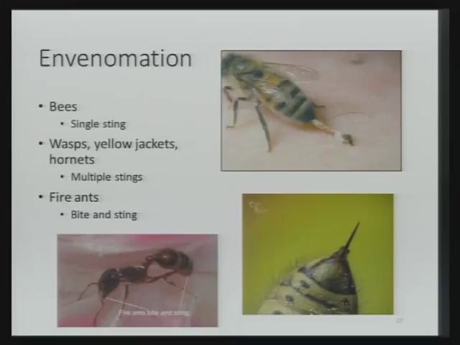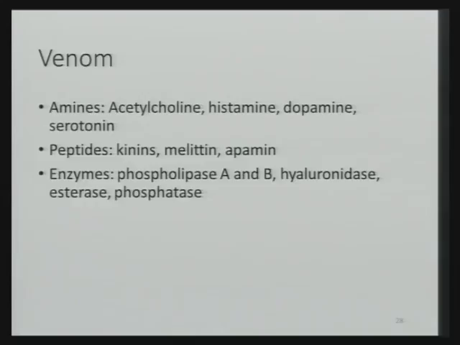For fire ants, they have fangs and a sting, so they could bite and sting you at the same time. Venom could be amines, peptides, or enzymes, could be whatever. But melittin is the main component of the toxin. Melittin and kinins.